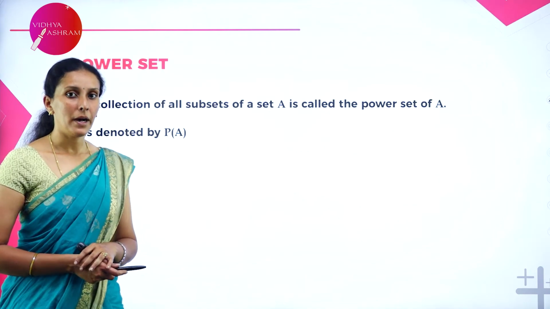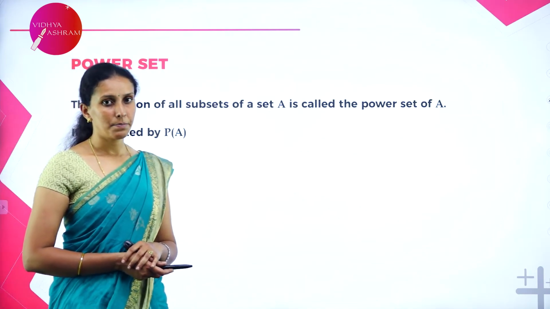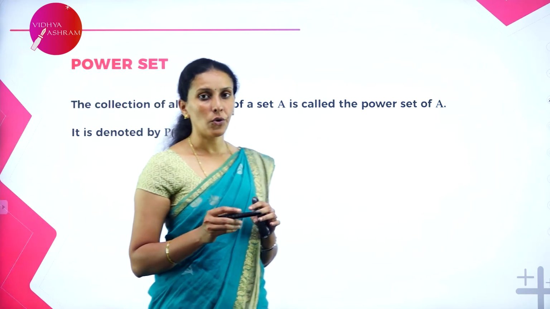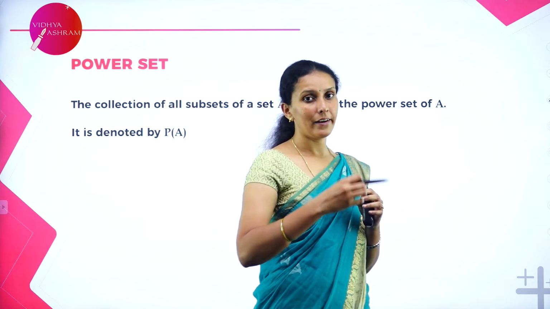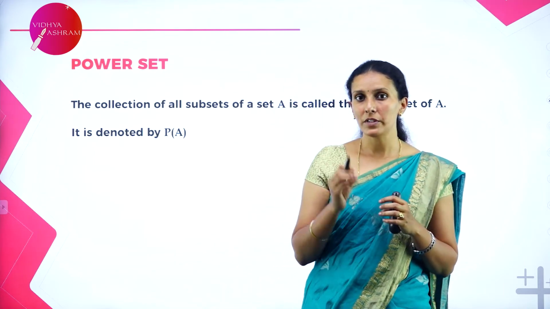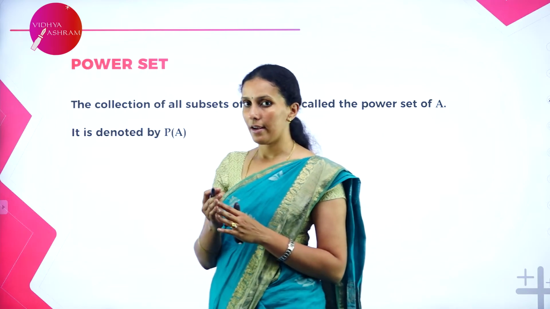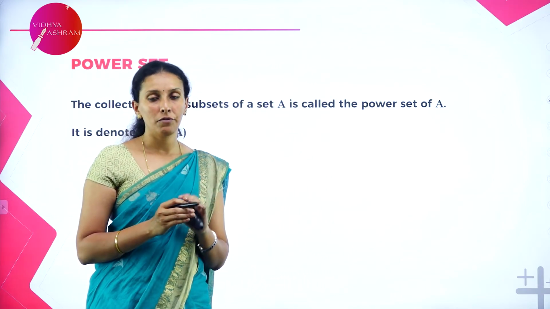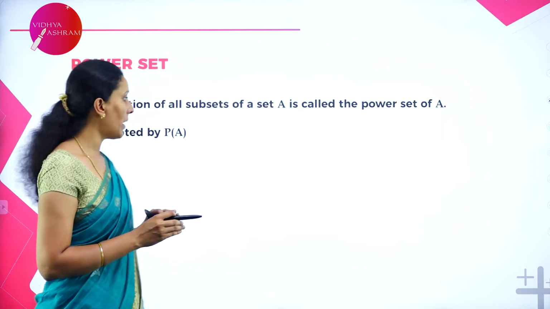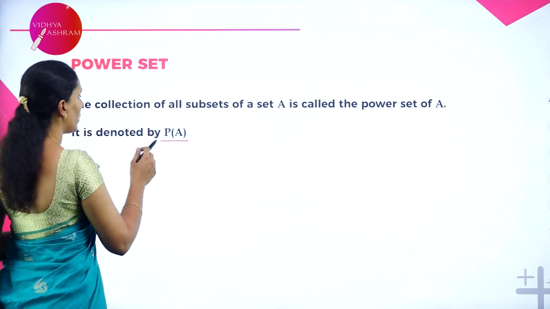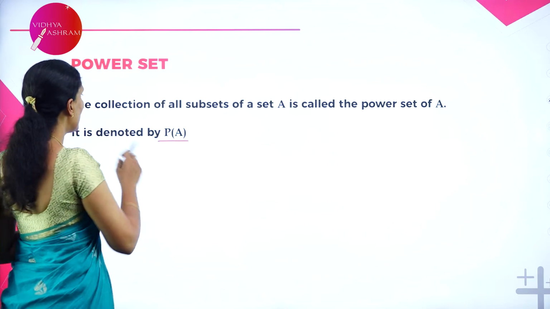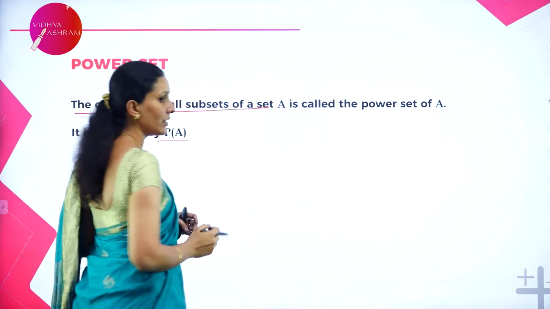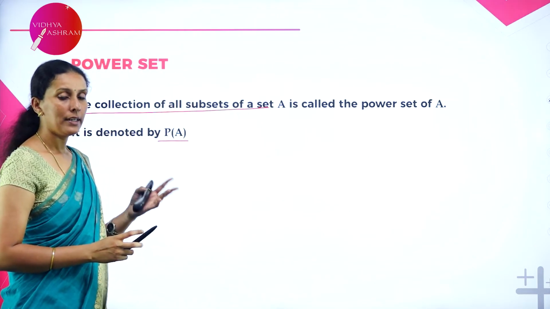We have a power set. What do you mean by this power set? I have already told you, for any set we can derive the number of subsets in the form of 2 to the power n, and writing all these subsets in again one more set is called the power set, and it is always denoted by P of A. Thus, the collection of all subsets in one more set is called a power set.